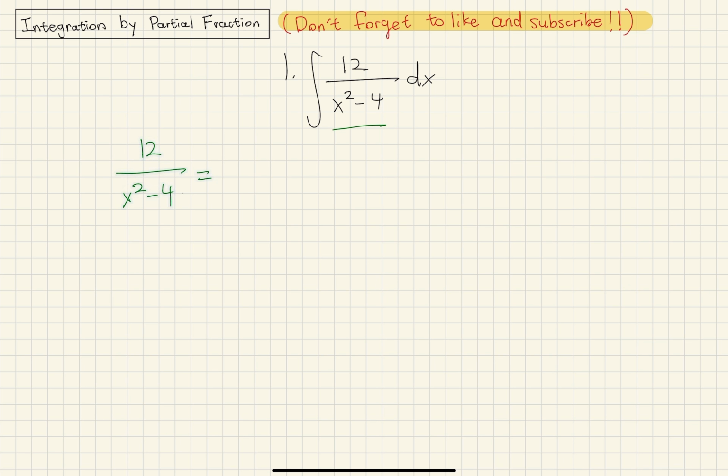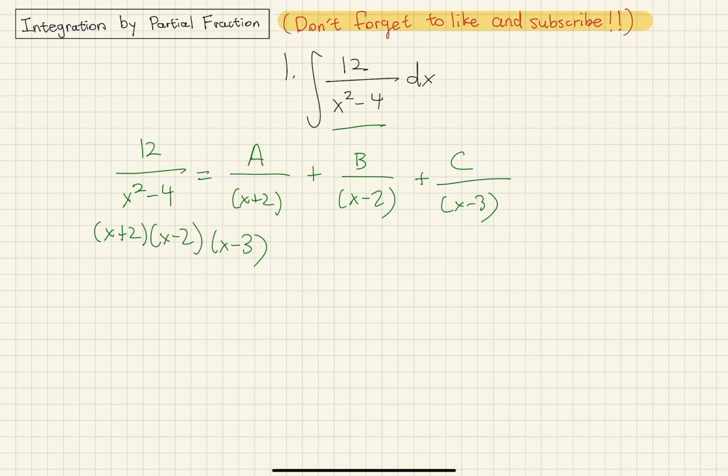So we can break x squared minus 4 into (x plus 2)(x minus 2). And now we can break it into two different partial fractions. The first one is A over x plus 2. The second one is B over x minus 2. And if you had another one, like x minus 3 or something, you would add on C over x minus 3 and so on and so forth. But we don't have that, so we're just going to roll with what we already have.